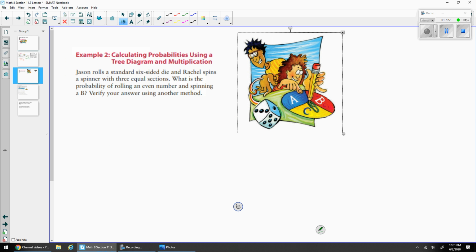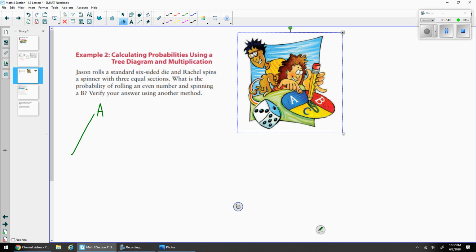Let's look at another example. Okay, so Jason here in the glasses, he rolls a standard 6-sided die. Rachel spins a spinner with 3 equal sections. What is the probability of rolling an even number and spinning a B? And then verify your answer using another method. Okay, let's start with drawing a tree diagram.